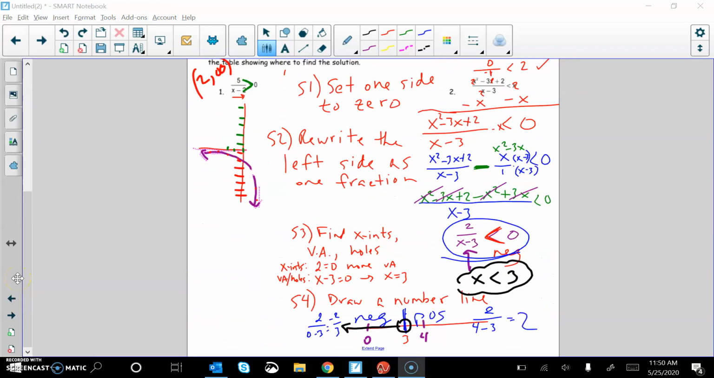All right, so to summarize the steps: set one side equal to 0. Rewrite the other side as one fraction. Get a common denominator, do what you have to do. Once you have that fraction, find the x-intercepts, vertical asymptotes, and holes, which are the x values where the function is neither positive nor negative, but everywhere else it will be positive or negative. Once you have those values, in this case it was just 3, everywhere else will have some value that you can work off of, and you test out the intervals by plugging in x values. And in this case, we found out it was negative on the left side of 3, when x is less than 3. So that is 1 and 2 for inequalities.